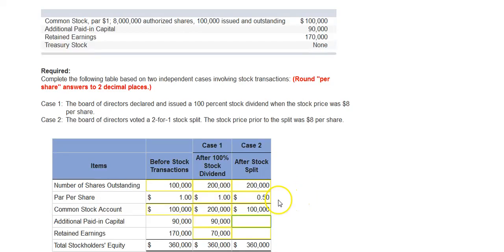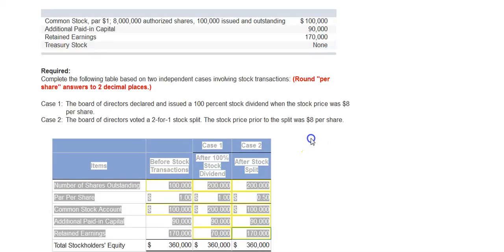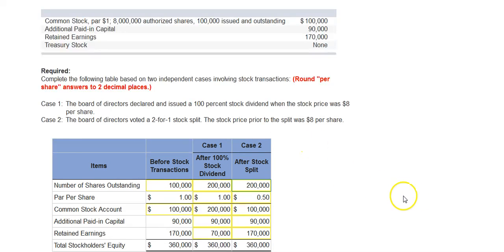None of the stock accounts change, so additional paid-in capital remains at $90,000 just as it was before the stock transaction. The retained earnings remains the same, $170,000. In fact, we don't even bother doing a journal entry for our stock splits because none of the accounts change in their balances. We sometimes do a memorandum entry explaining what we did on that date, but we don't do an actual journal entry.